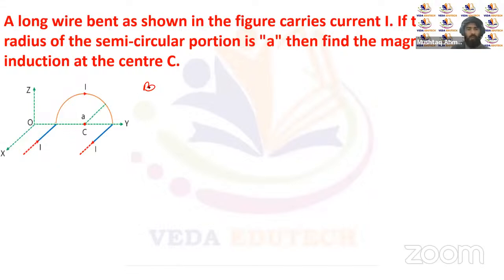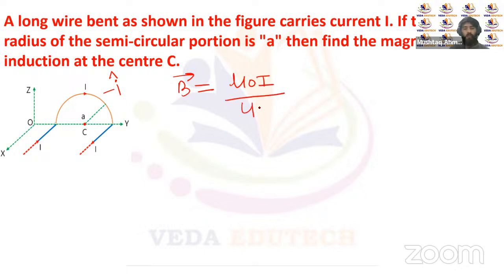The magnetic field due to this semicircular portion at this point will be along minus i cap. Because of this semicircular arc, we know the magnetic field is mu naught I upon 4r, in the direction of minus i cap. So this will be the net magnetic field due to this system of currents. That's it with respect to the calculation of the magnetic fields.